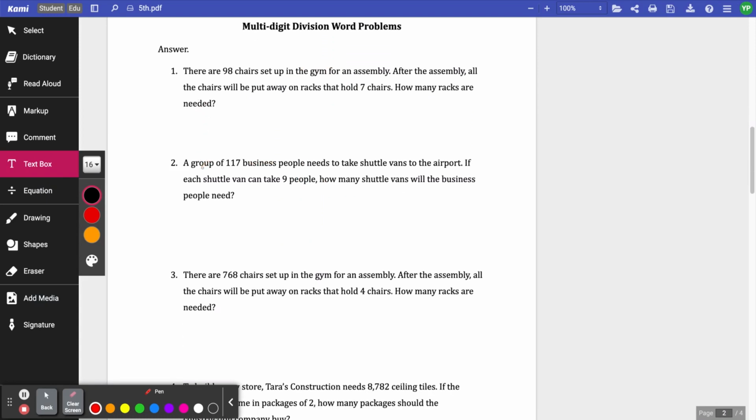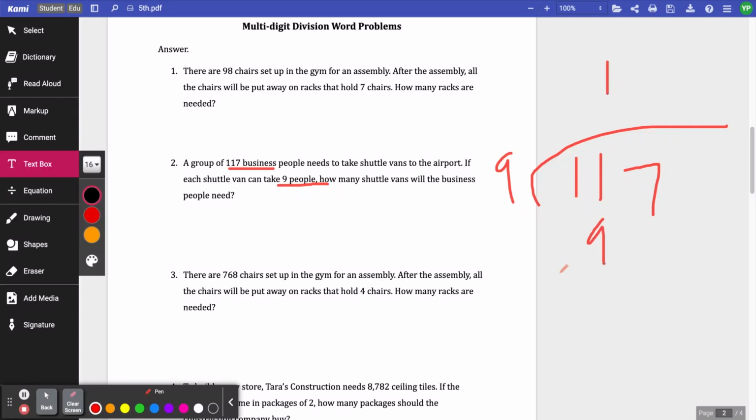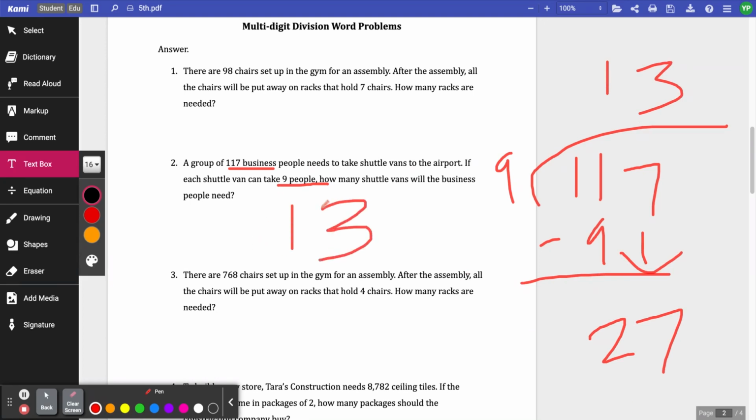A group of 117 business people need to take a shuttle van to the airport. If each shuttle can take 9 people, how many vans will the business people need? So we'll do 117 divided by 9. 9 goes into 11 one time. So it becomes 27. Since you bring down the 7, 9 times 3 equals 27. So you'll need 13 shuttle vans.